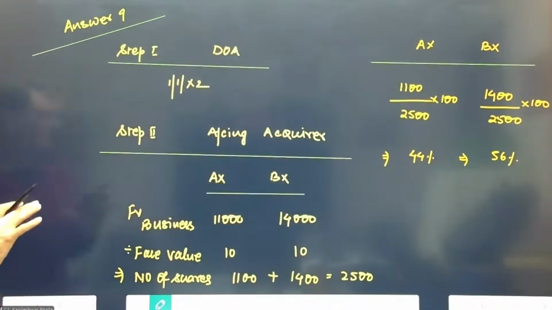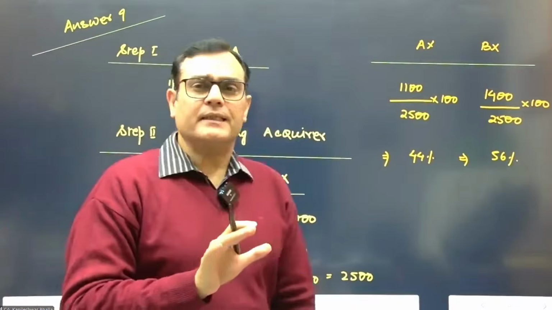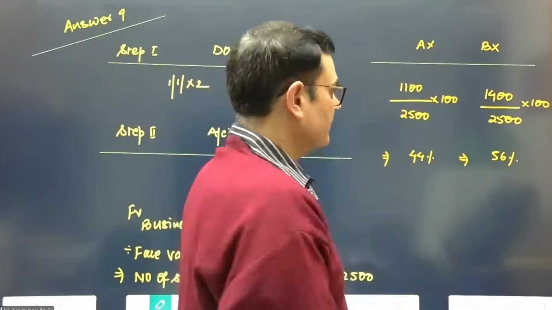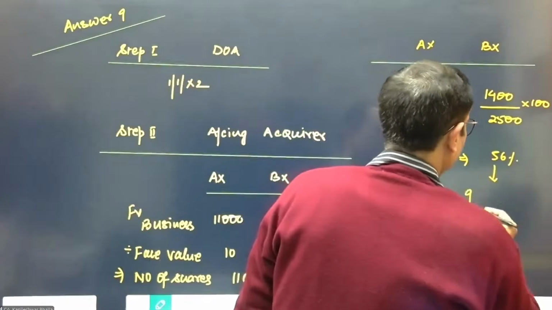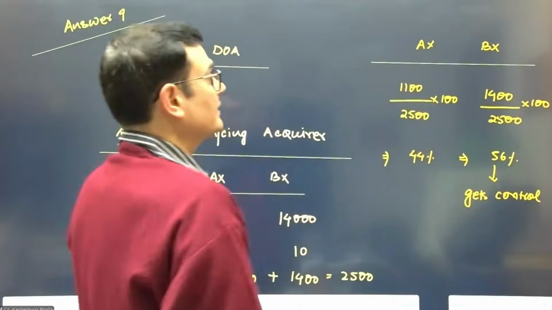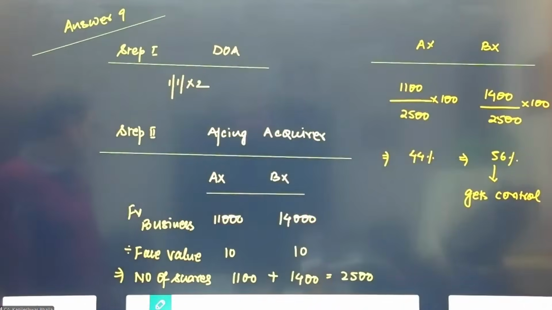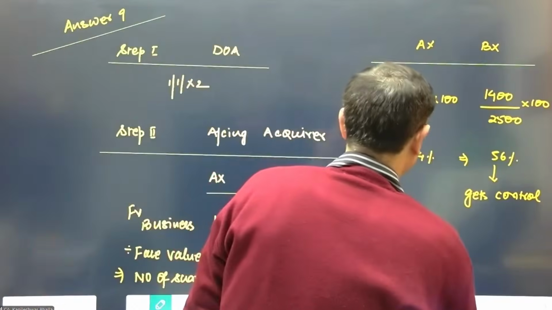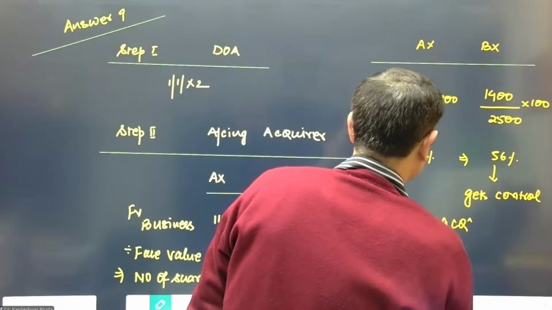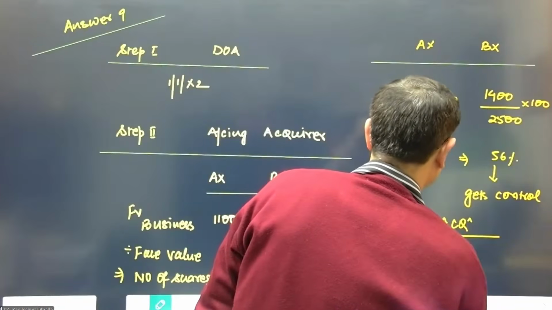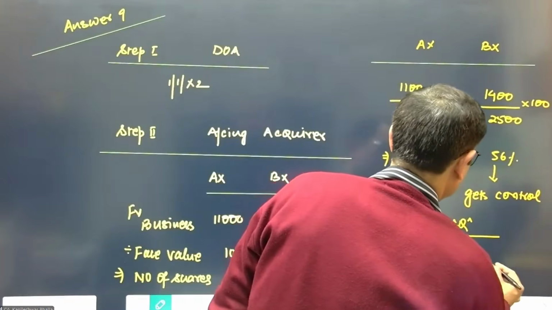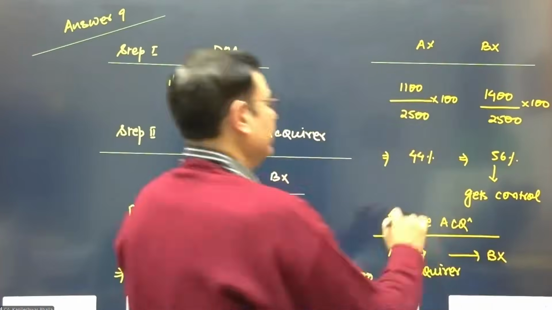So can we say, looking at this percentage now, BX is the major stakeholder of ABX, so he gets control. So one of the existing companies, that is BX, gets control. So undoubtedly, you can tell the examiner that this is a reverse acquisition. And we can then identify that the accounting acquirer is BX. So the accounting acquirer in this case is the company BX.